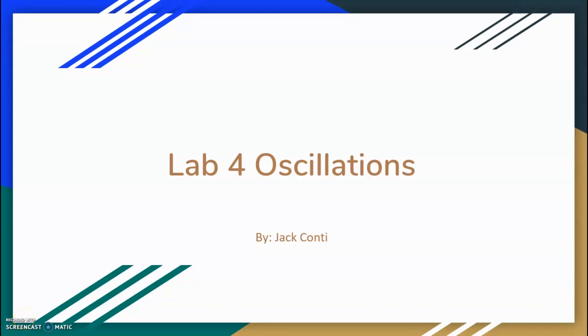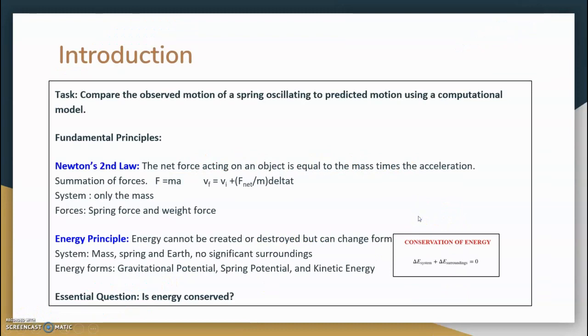This is lab 4 for the oscillation of a spring. In this lab, I was tasked with comparing the observed motion of a spring to the predicted motion using a computational model. The two essential fundamental principles in this lab are the energy principle and Newton's second law.